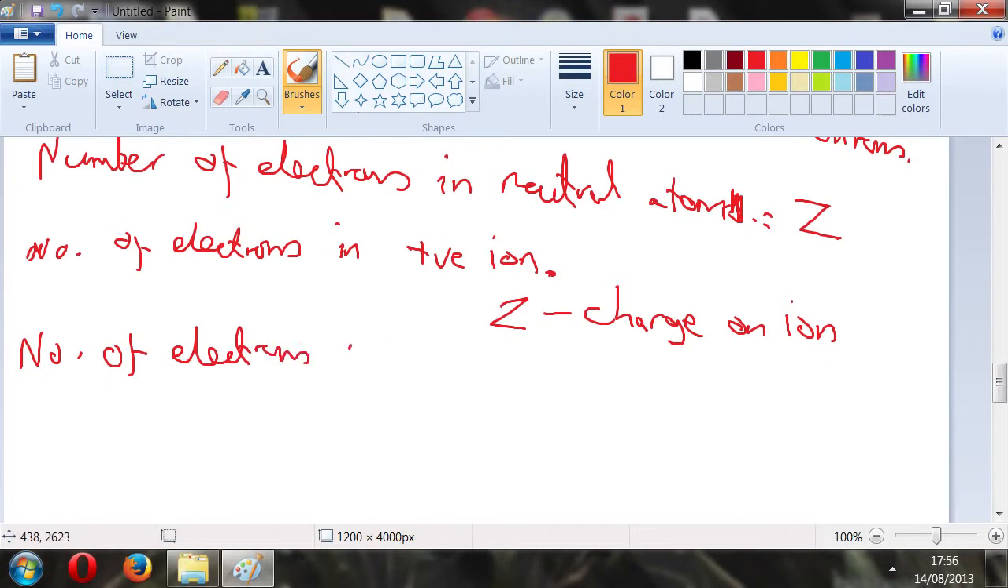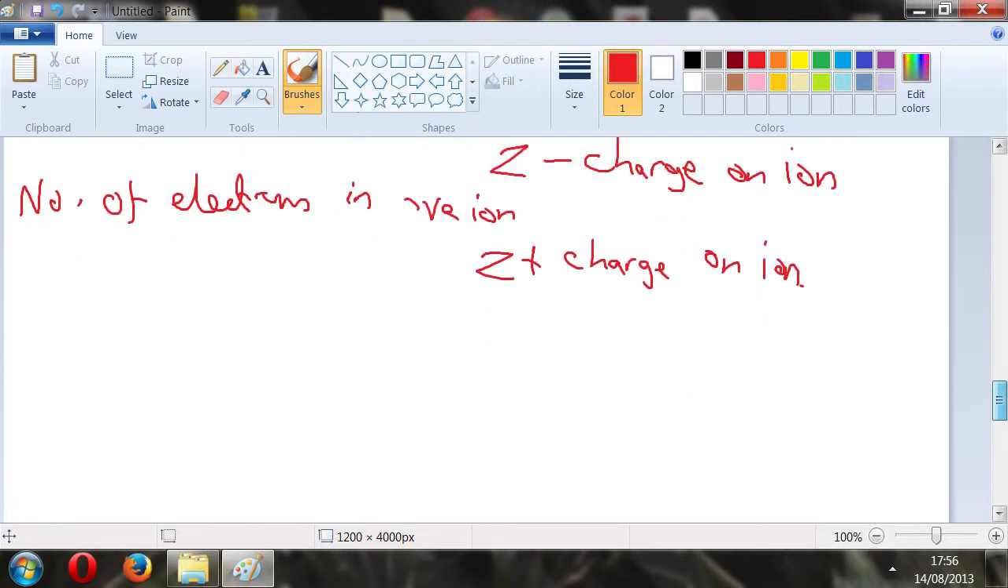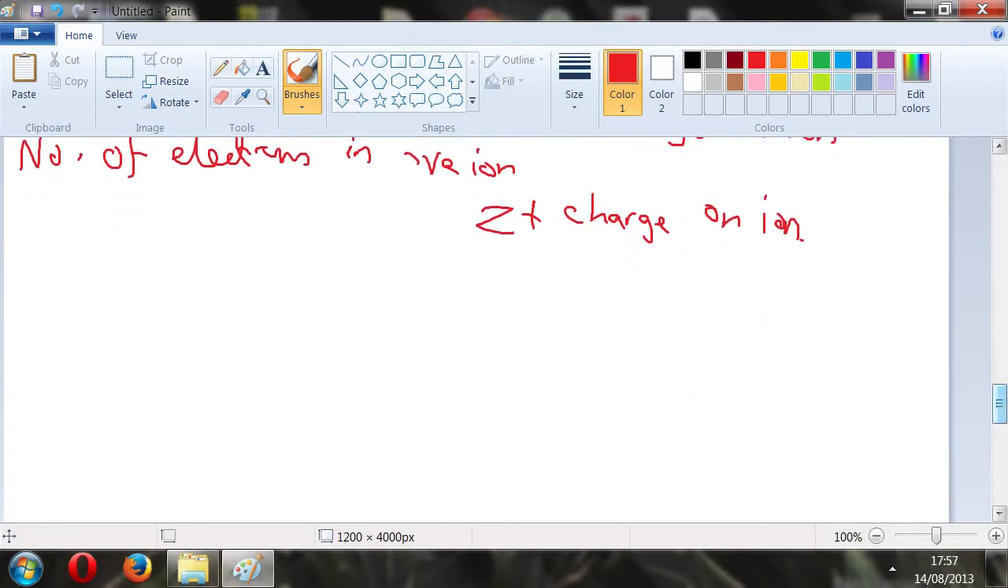For a negative ion, it is the atomic number plus the charge on the ion. But the real thing with this is you always have to look at the whole minus is plus.